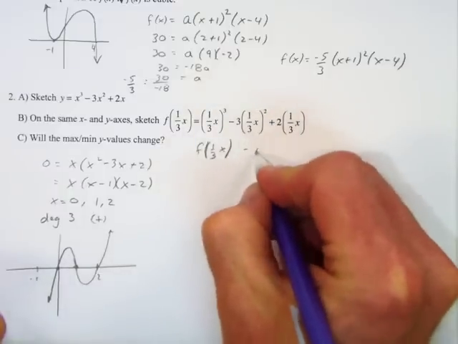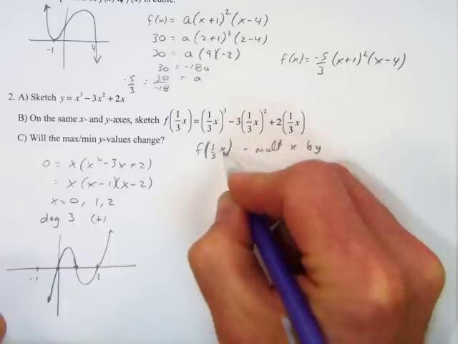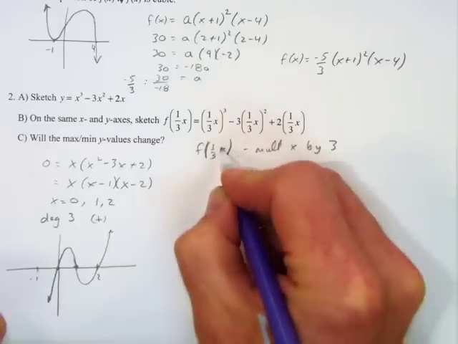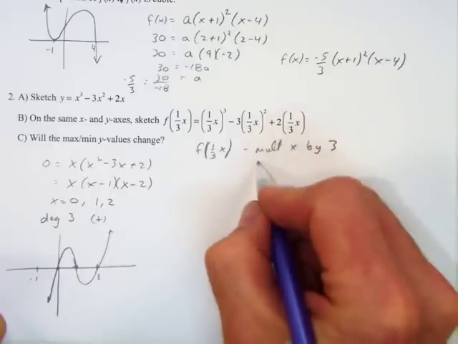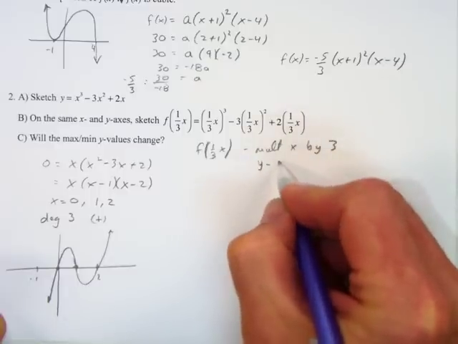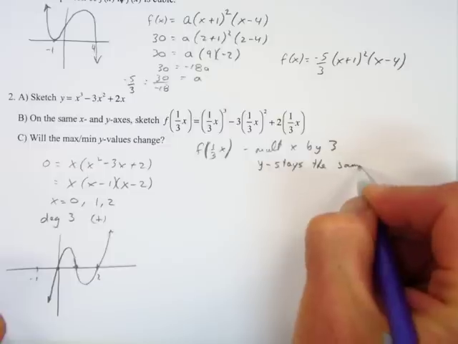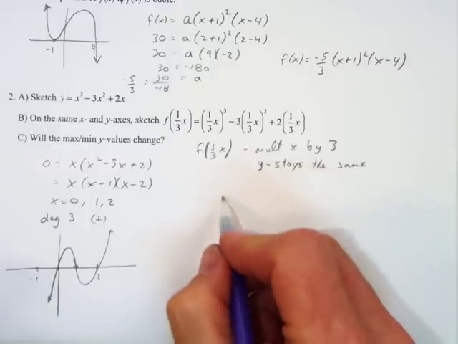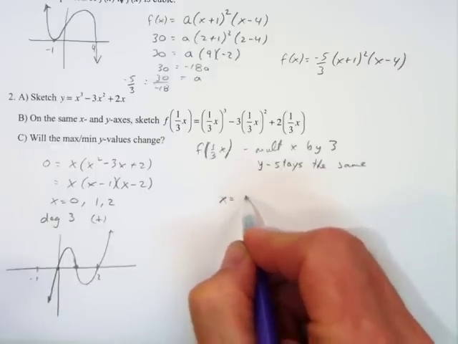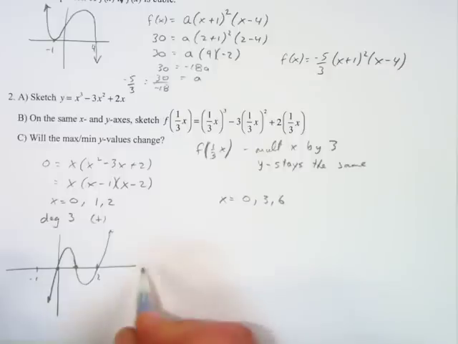What this is going to do is multiply x by 3. Because remember, 1's our key number. What number would I plug in to get 1? It'd be 3. And what happens to the y numbers? The y stays the same. So if my old zeros were 0, 1, and 2, my new zeros will be 0, 3, and 6.